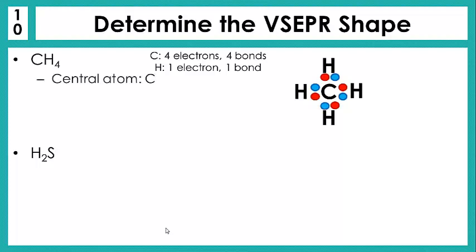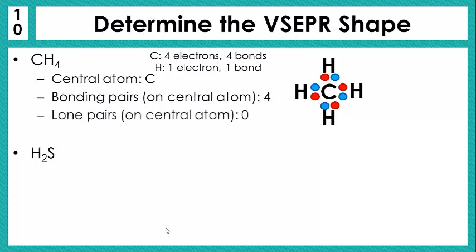So my central atom is carbon. And there are 4 bonding pairs on the central atom. So there's 4 single bonds. Carbon has 4 valence electrons, and all of them are involved in a bond. So we have no lone pairs. So we can check our VSEPR sheet, and we see that that is a tetrahedral shape.